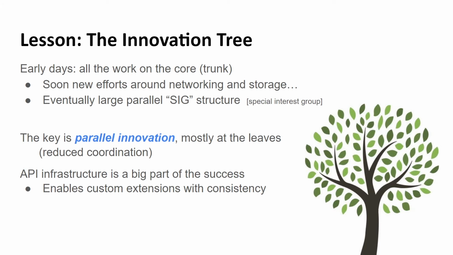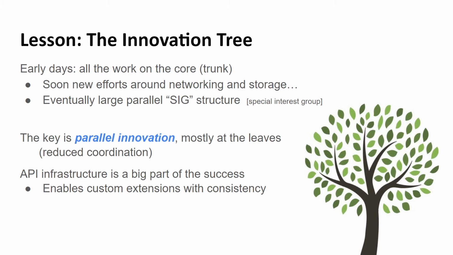But that soon led to other efforts like networking and storage that you can think of as the major branches of the Kubernetes tree. And so this led to a SIG structure, special interest groups, and now there are more than 10 special interest groups that specialize in different parts of Kubernetes or really different parts of cloud native. This allows those groups to work in parallel. And I think that's the big point here, that this structure has given us parallel innovation. All the innovation is actually the leaves. And in fact, the core is quite stable now, and that's good because we need to depend on it.